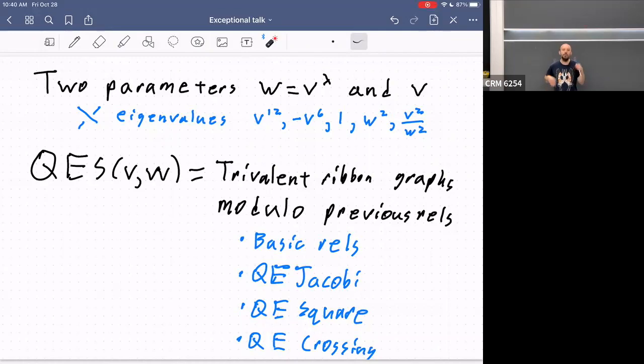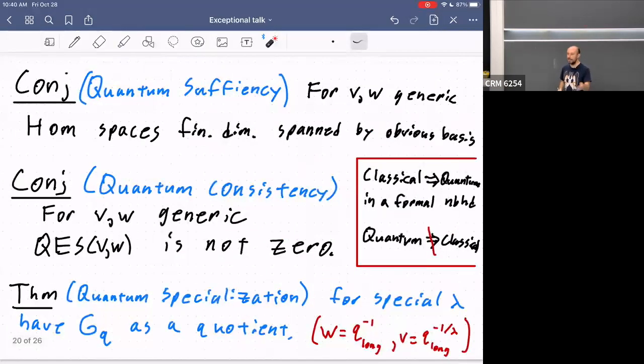Okay, so for example, great. Now I can state the conjectures. Quantum sufficiency: for V and W generic, the Hom spaces should be finite dimensional and spanned by the obvious basis. Probably if you could prove the classical sufficiency, you could prove this one as well. You just have to throw in an extra step where you fix your crossings to make the rest of the argument work. Quantum consistency: that it doesn't give you the zero category.